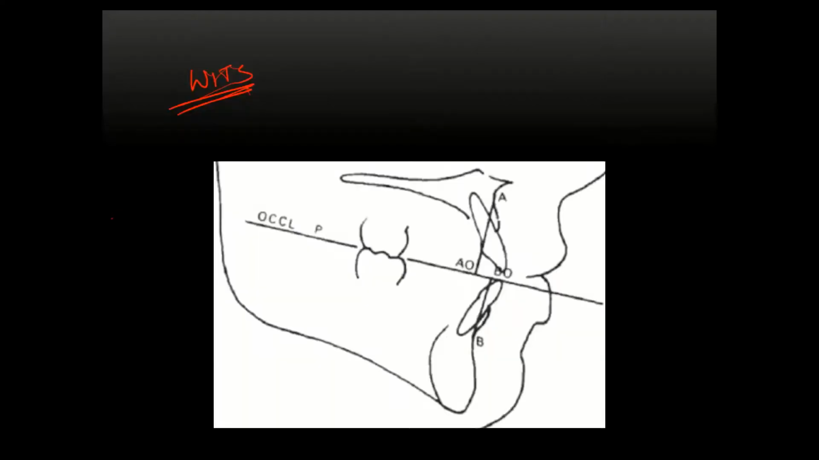Now the next we are going to discuss is Wits appraisal. In Wits appraisal, we draw an occlusal plane, and we drop perpendiculars from point A and point B. Okay, it is usually 0 in females and -1 in males. So this is 0 in females and -1 in males.